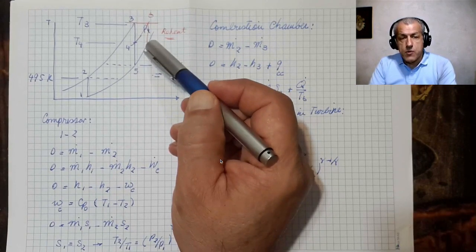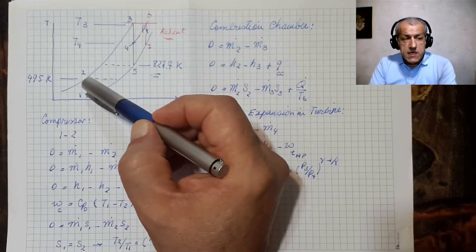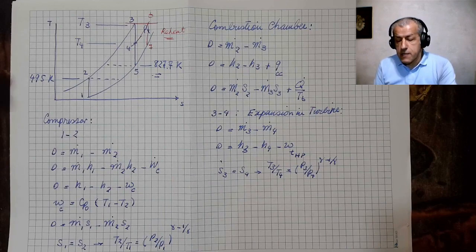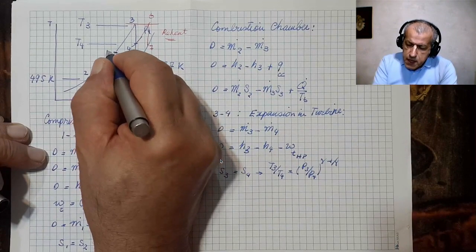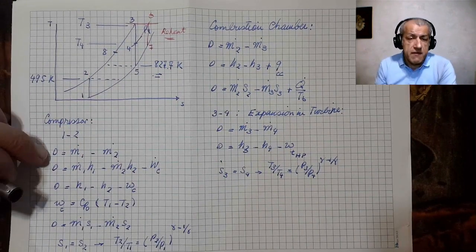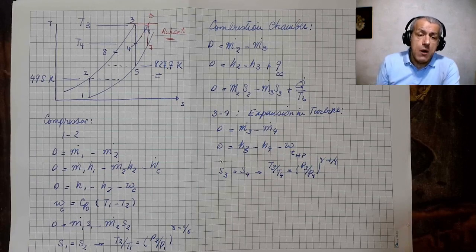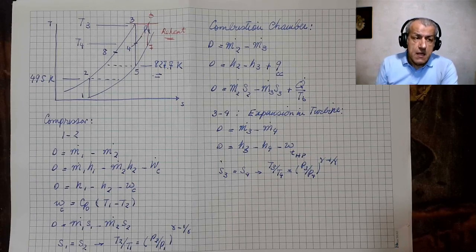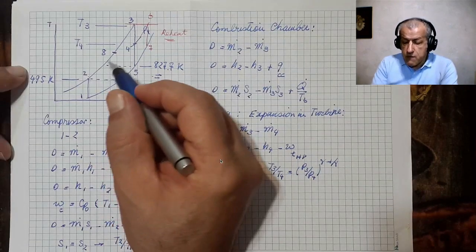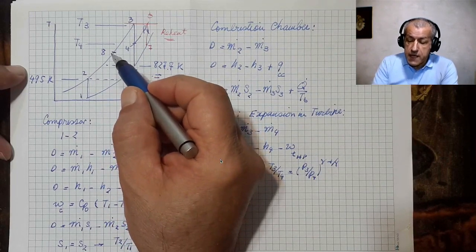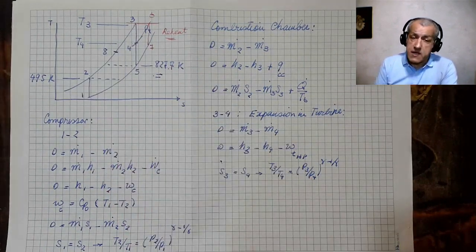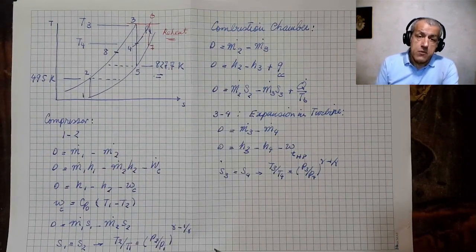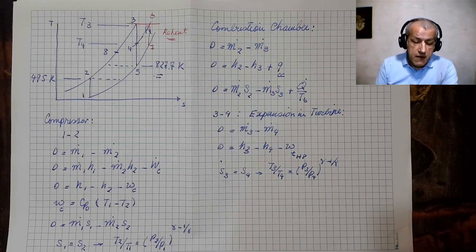exhaust gases from point 7 may be used to heat the compressor exit air at point 2 and bring it to a warmer position at point 8. Point 8 and point 7 don't have equal temperatures, but still this means that to heat in the combustion chamber, we only need to add heat from point 8 to 3 instead of adding heat from point 2 to 3. And so we expect that this would make our cycle more efficient.